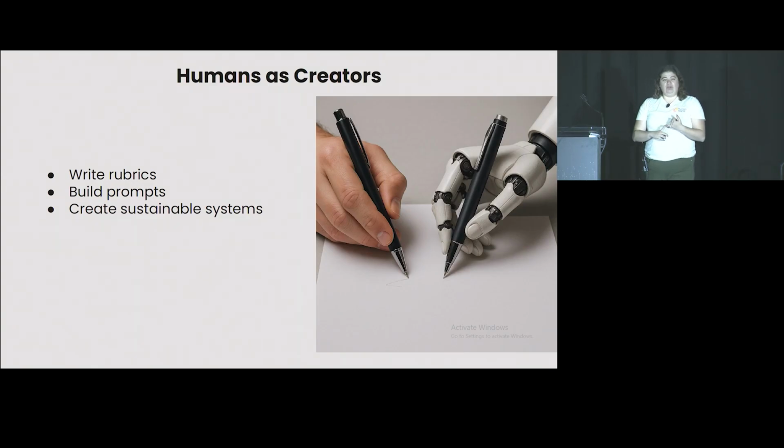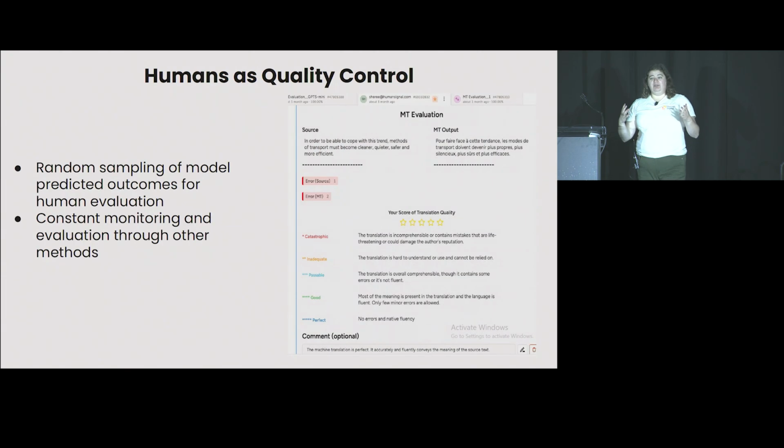Humans are also going to act as creators. They're going to be able to write rubrics. They're going to build prompts. And they're going to help you create sustainable evaluation systems that hinge on the knowledge and the expertise that your humans already have. Especially if you're training models that aren't built in the system, they're not really going to work that well without the humans.